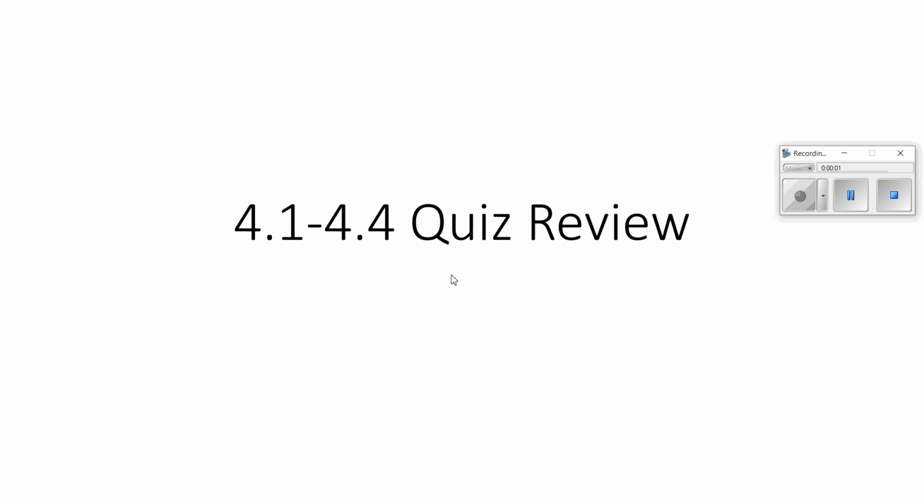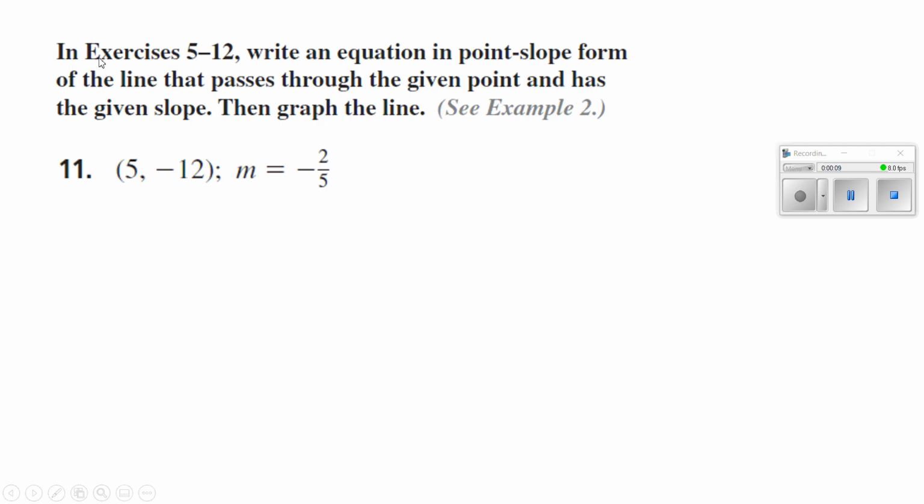Algebra class, let's go ahead and review for the Chapter 4 quiz. I'm going to show you how to do all these problems real quick. So, for the first one, it says write an equation in point-slope form of the line that passes through the given point and has a given slope.